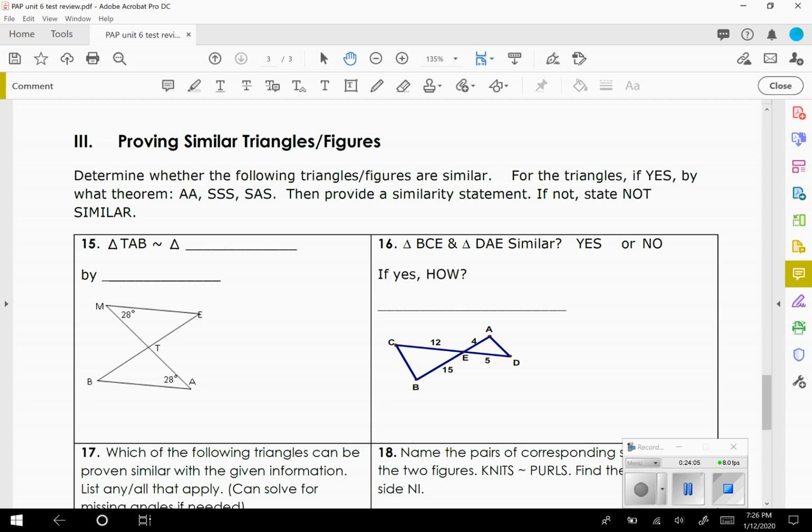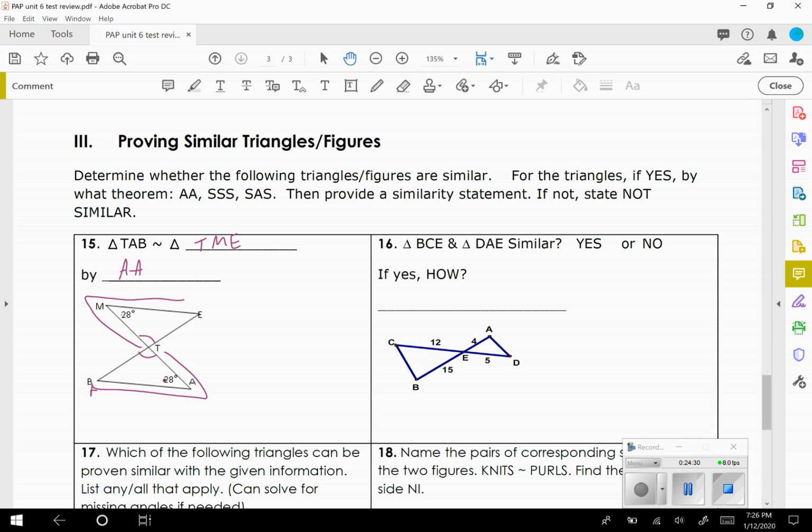Alright, here we go. This first one, we are given angles and no sides. So our only option would be angle, angle. Okay, and we have 2 that are corresponding. So these are similar by angle, angle. And now we just have to follow the naming. So TAB is going to match up with TME.